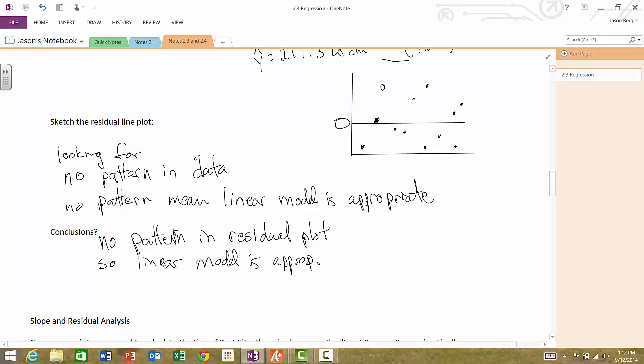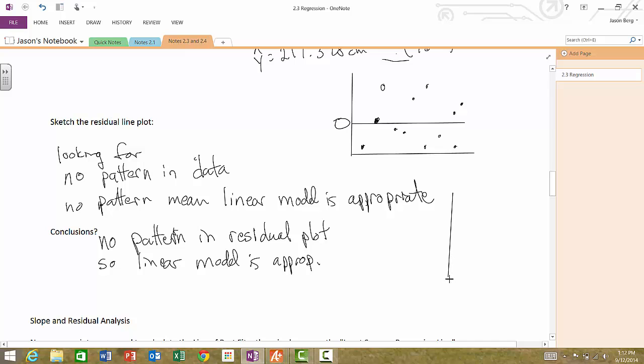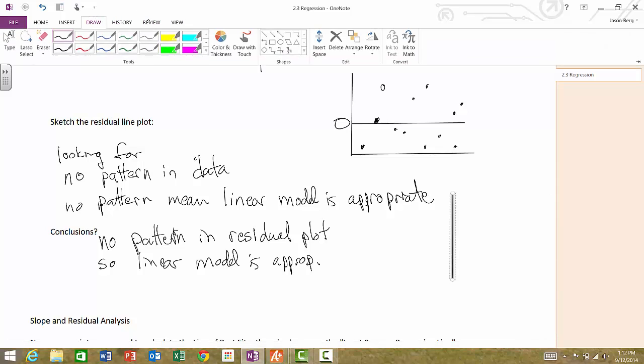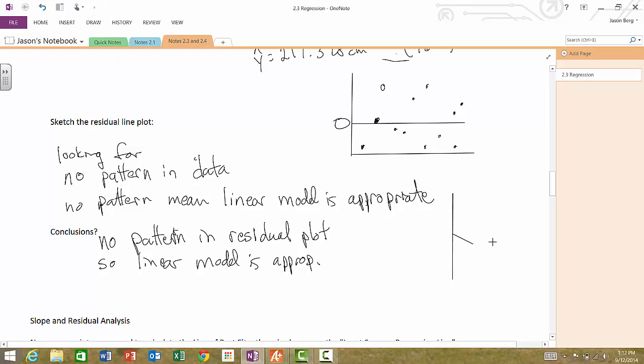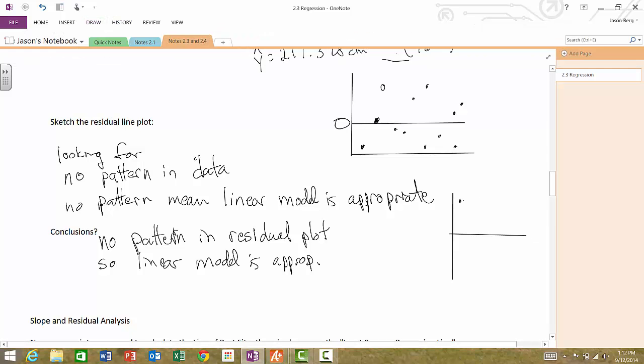Okay, now what I mean by a pattern, you may have one, let's see how fast I can do this here. You may eventually run across a residual plot that looks like this. It might have a point, a point, a point, and so on. Okay, it has a very distinct pattern to the residual plot. If we do see something that looks like this, it means that the linear model is not appropriate. It's probably a different model, maybe an exponential model or power model would be better.